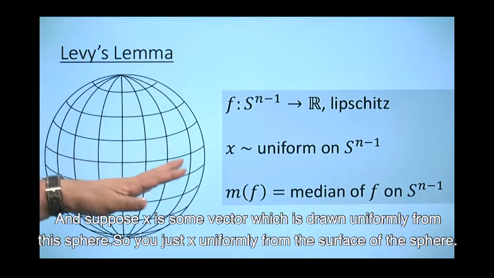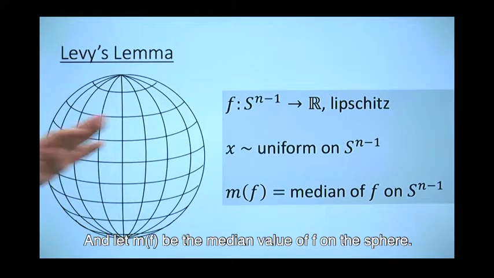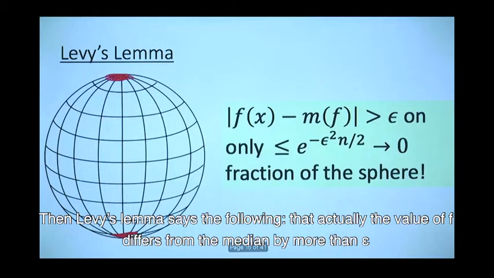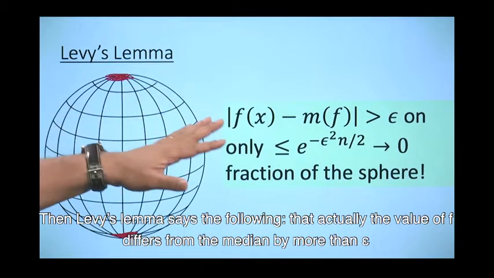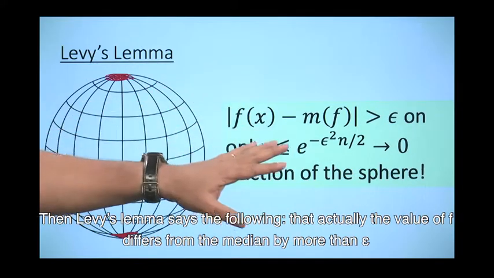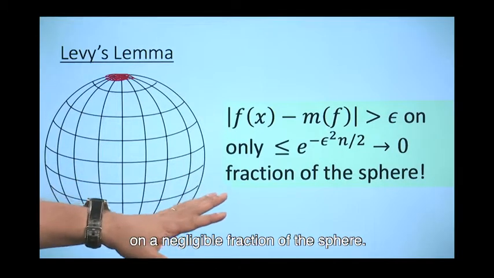Suppose x is some vector which is drawn uniformly from the sphere. You just pick x uniformly from the surface of the sphere, and let M(f) be the median value of f on the sphere. Then Levy's lemma says the following: the value of f differs from the median by more than epsilon on a negligible fraction of the sphere.